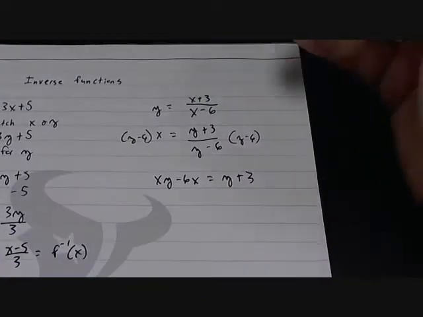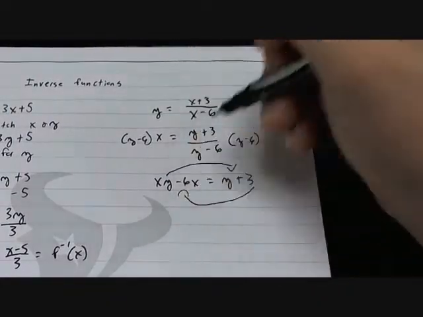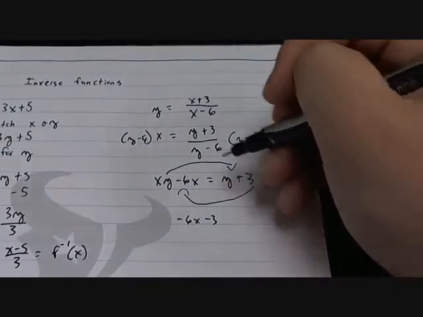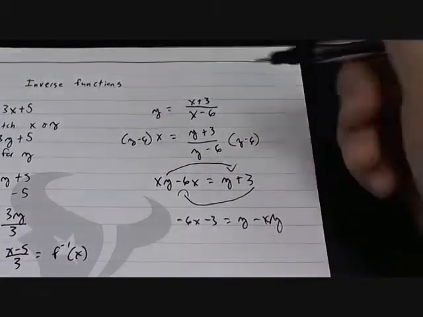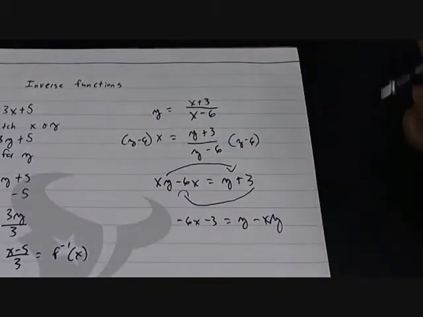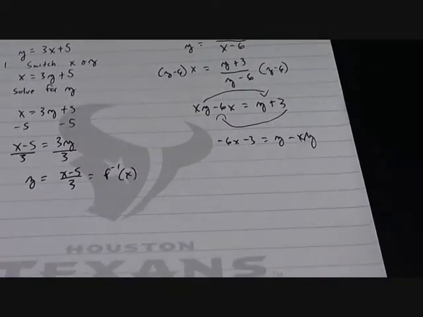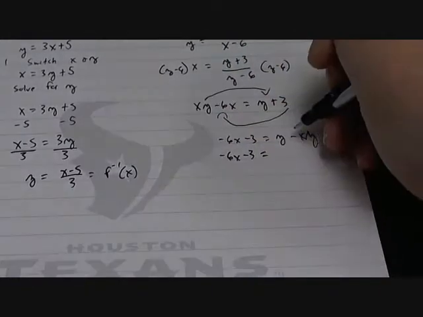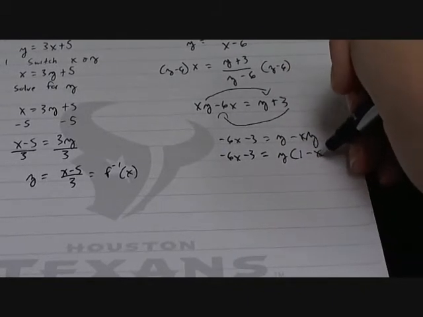Okay, now we want all our y's on one side and everything else on the other side. So we're going to be left with 6x minus 3, because you have to subtract 3 to put it here. It's equal to y minus xy. To get rid of the xy, you have to subtract it and bring it over here. Now, there's a little bit of a trick. It's not hard. You just got to factor out your y's. So this becomes 6x minus 3 equals y times 1 minus x.